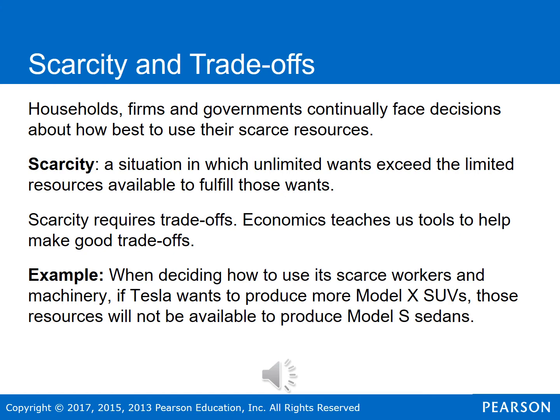So for example, when deciding how to use its scarce workers and machinery, Tesla only has so much able to produce the different automobiles they make. If Tesla wants to produce more Model X SUVs, those resources will not be available to produce Model S sedans. So they have to make a choice. How many Model X's do they want to produce, and how many Model S's do they want to produce? They can use a production possibility frontier to help them reach the best decision.